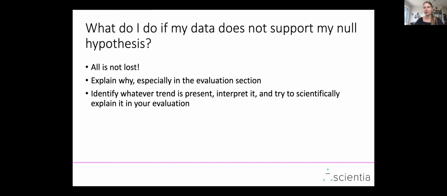evaluation section. Sorry, there's a truck. So you need to identify whatever trend is present, interpret that trend, and then try to scientifically explain it in your evaluation, and also compare it to the accepted scientific context. So if it's completely different, just say that and say why that could have happened.